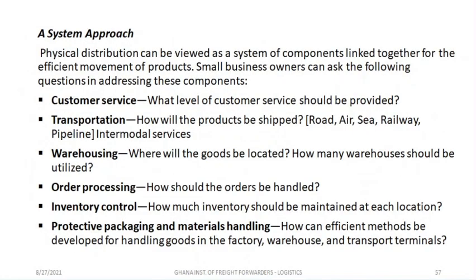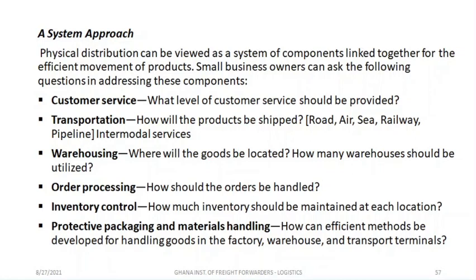We have what we call the systems approach. A physical distribution can be viewed as a system of components linked together for the efficient movement of products. Small business owners can ask the following questions in addressing these components. What level of customer service should be provided? How will the product be shipped? Is it by road or by air?